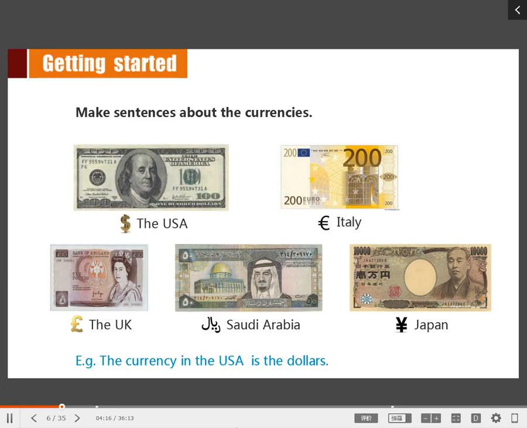Okay, now here, let's do it together. First, the sentence about euros. So we can say, the currency in Italy is the euros, right? So the third one. The currency in the UK is the pounds. Great, the pounds. Now, the next one, the currency in Saudi Arabia is the riyals. And the last one, the currency in Japan, is the Japanese yen.